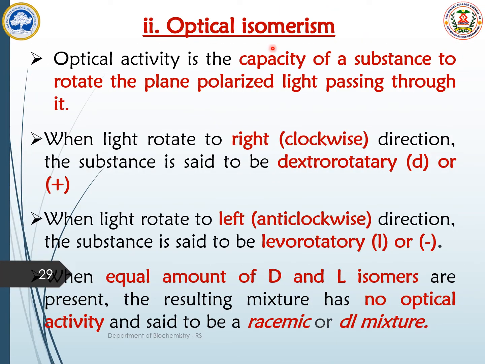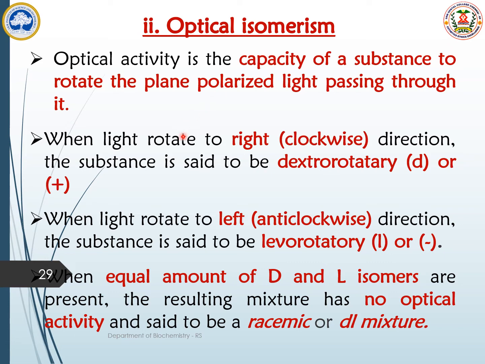Optical isomerism involves the optical activity of the sugar. The asymmetric carbon enables the optical activity. Optical activity is a measure of the capacity of a substance to rotate plane polarized light. When plane polarized light passes through a solution containing sugar, the sugar rotates the plane polarized light either to the left or to the right.